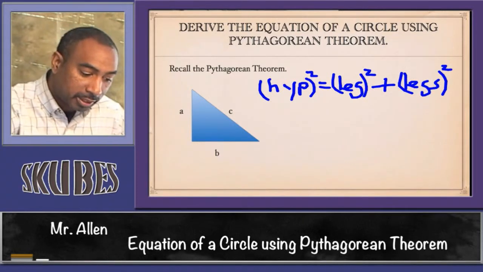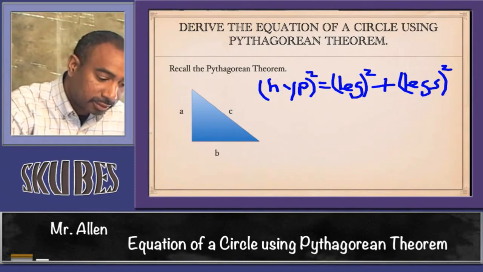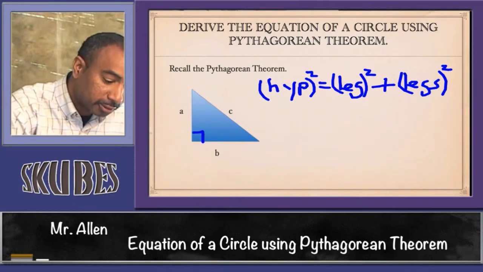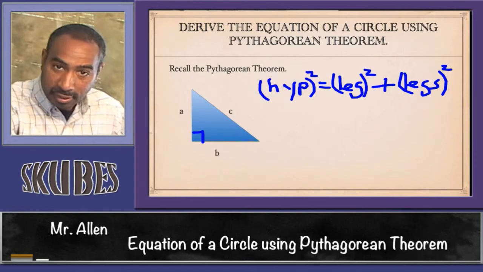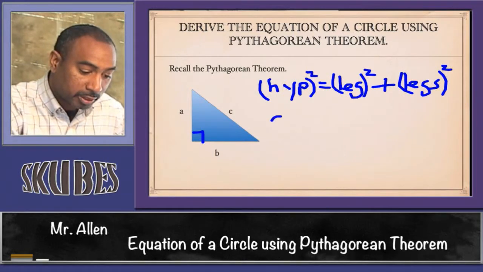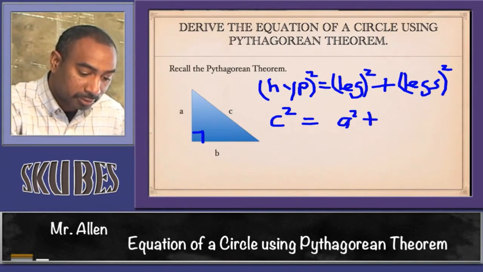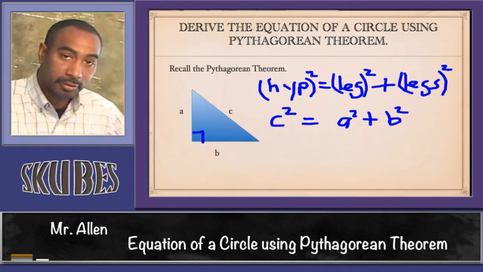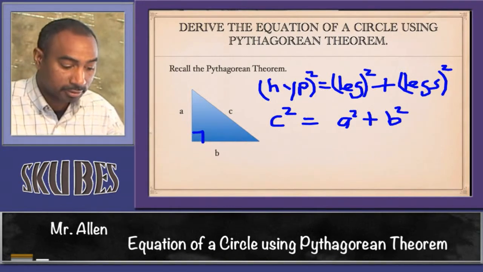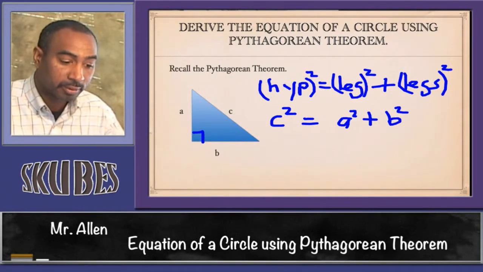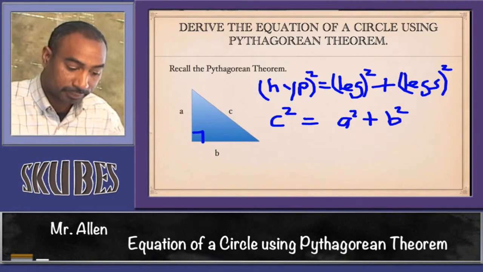And our hypotenuse is C. This forms a right angle. And C is the longest side, so we know that's the hypotenuse. So we commonly write it as C squared equals A squared plus B squared, where A and B are the legs and C is the hypotenuse. This is true for every right triangle.